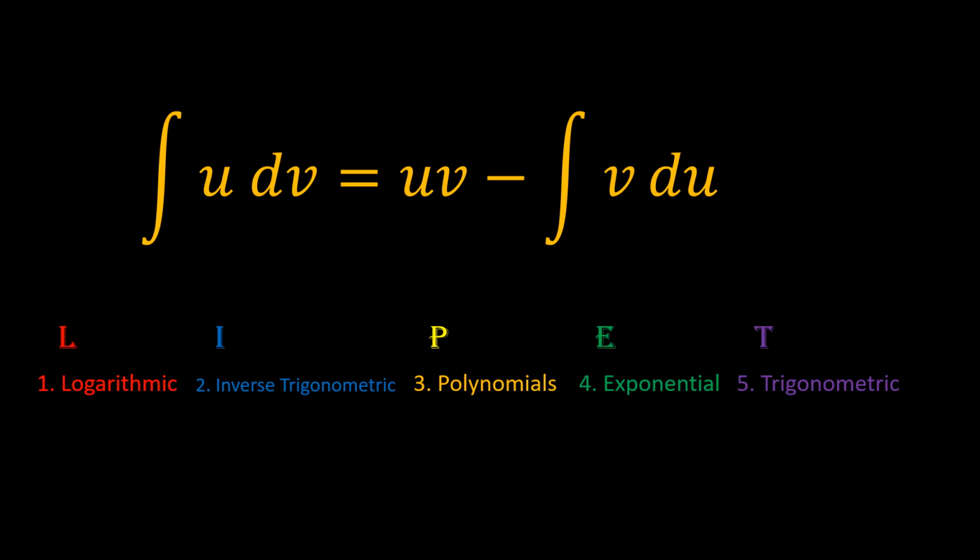So let's now go ahead and do one problem, and see how it works with LIPET. Okay, so we are given the integral of ln x dx. Go ahead and see if you can make the u selection based on the LIPET method. Remember that L stands for the first letter, so whenever we see L, that comes first. So ln x is a natural logarithmic function, so that's going to be our u. The rest of the integral, which is 1 dx, is going to be our dv.